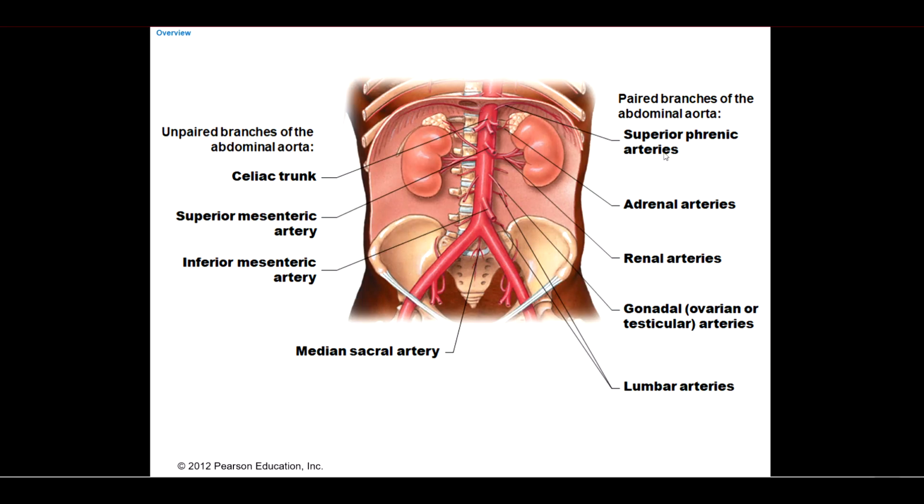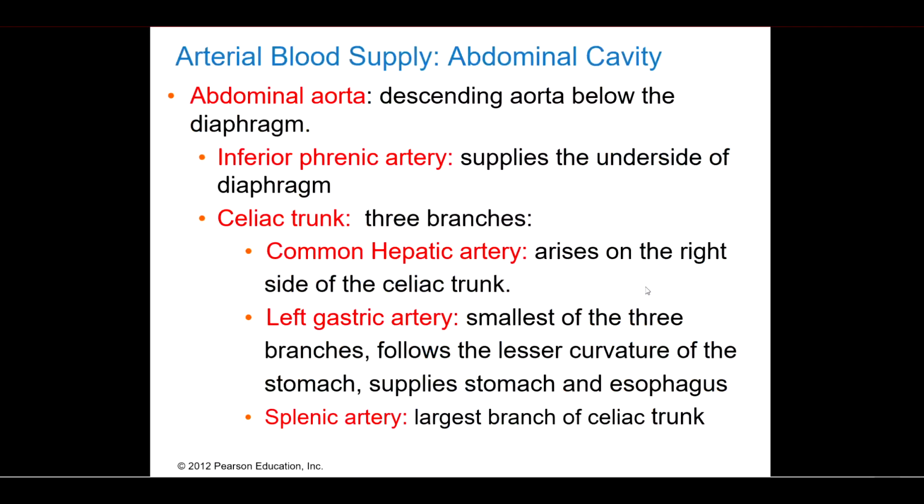For instance, we have two adrenal glands, two kidneys, which get the renal arteries. So they're going to be bilateral. Here they're showing you the paired branches off the abdominal aorta. I like the way they do that. So let's go to the notes now. So we said before that the abdominal aorta is basically the descending aorta below the diaphragm.